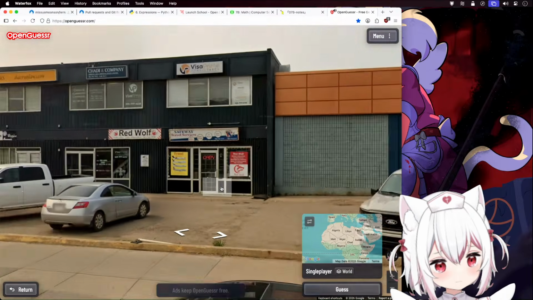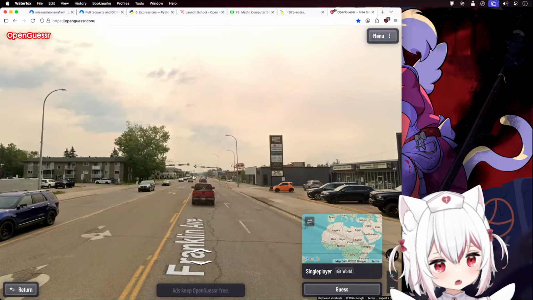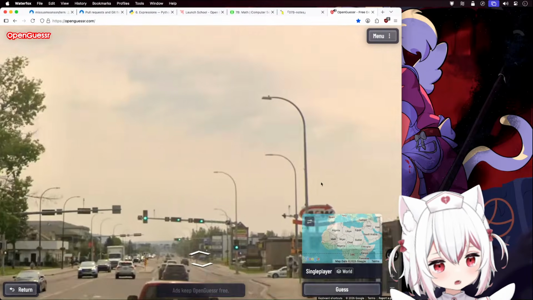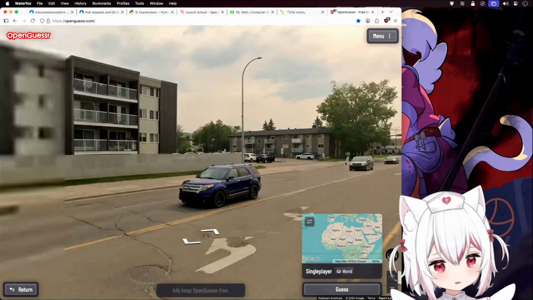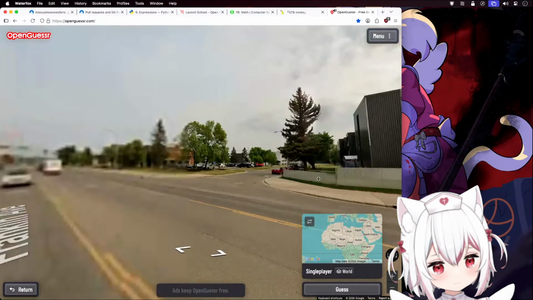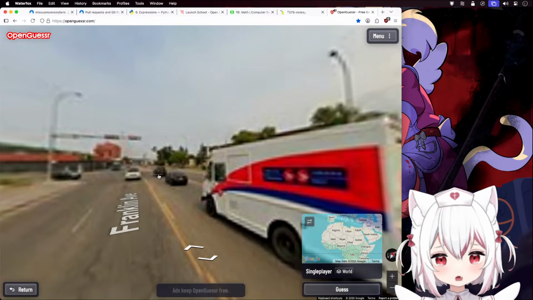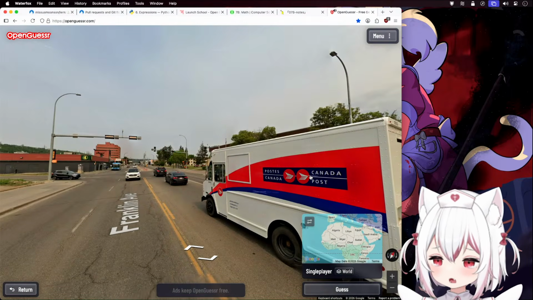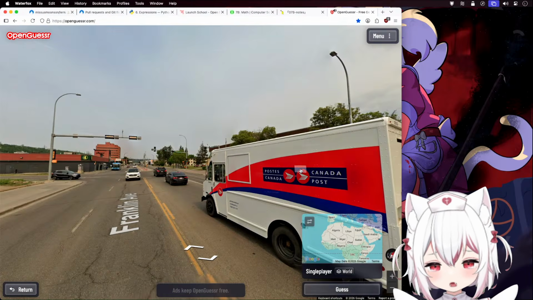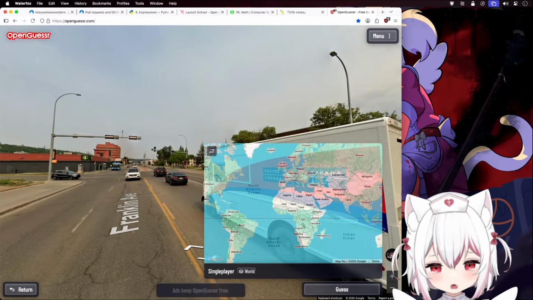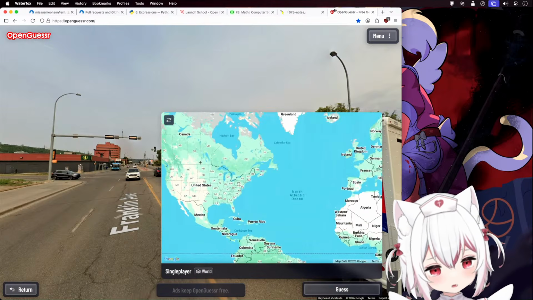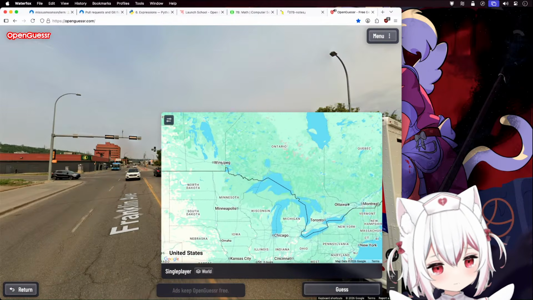Travel. Red Wolf. I don't have any hints. What is this? Is this like Missouri? It's Canada! Did I say this is either Canada or Missouri? It's freaking Canada! I'm actually a genius. What do I do? But the thing is, I don't know which part of Canada.